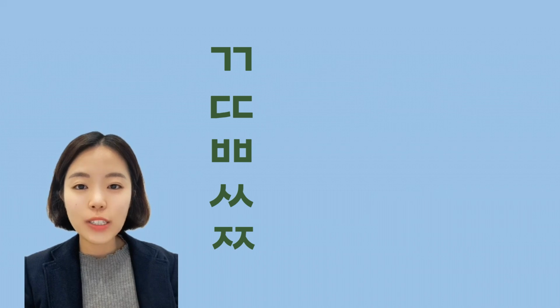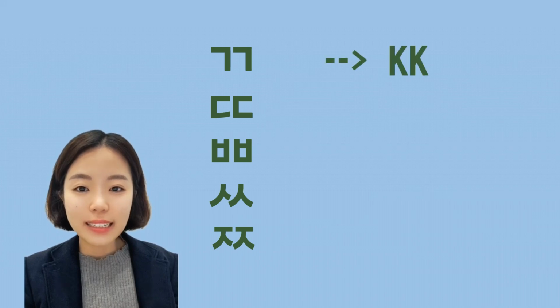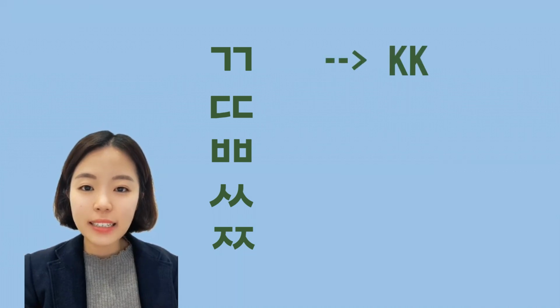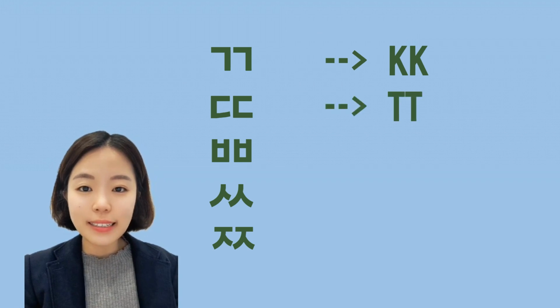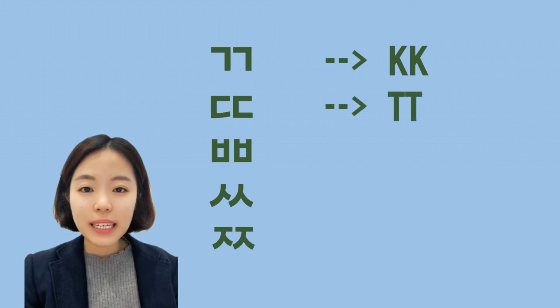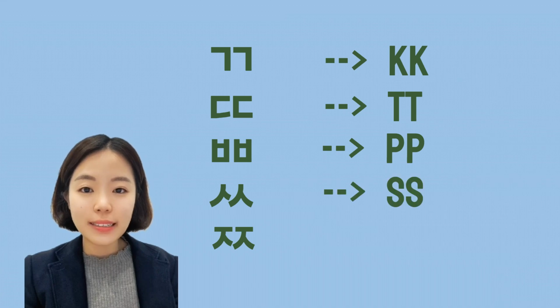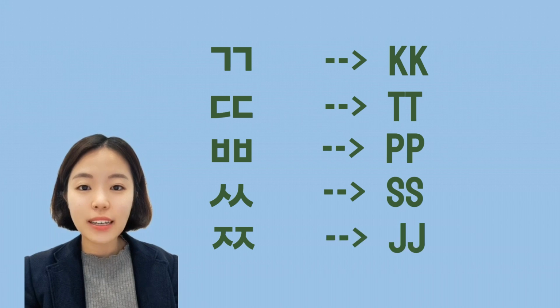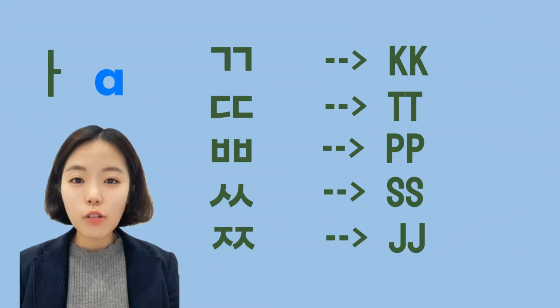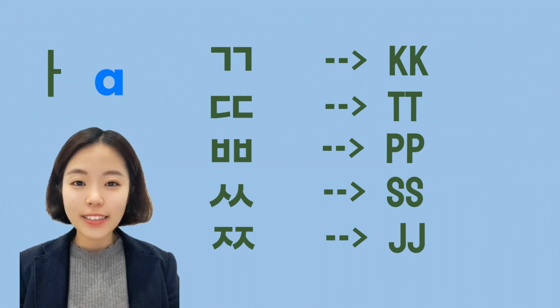쌍기역 sounds 끄. 쌍디귿 sounds 뜨. 쌍비읍 sounds 뿌. 쌍시옷 sounds 스. 쌍지읒 sounds 쯔. Let's practice with the vowel A together.